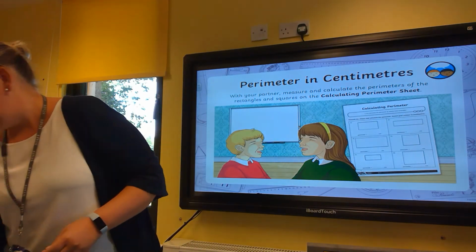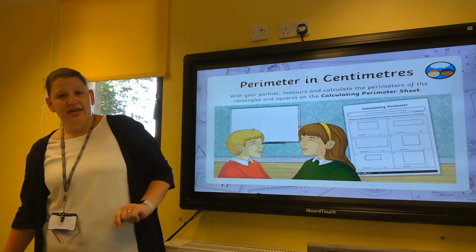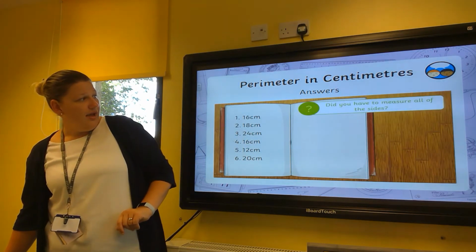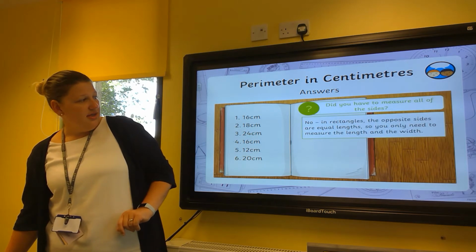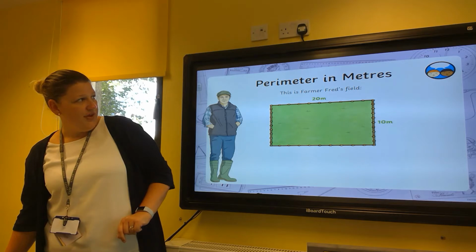So calculating perimeter sheet first. So I've got my answers there ready to mark my work when I'm ready, and a couple of questions just to help you think about how you can get to the answer.